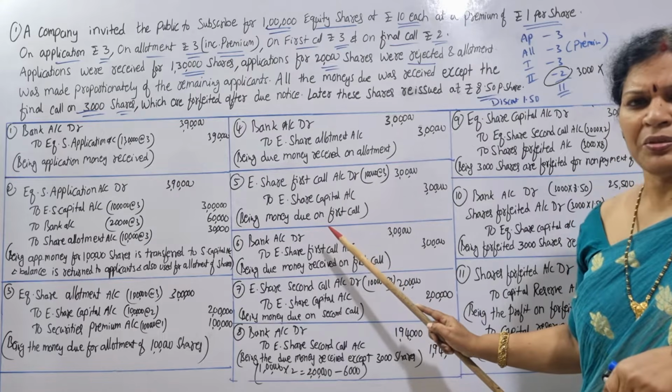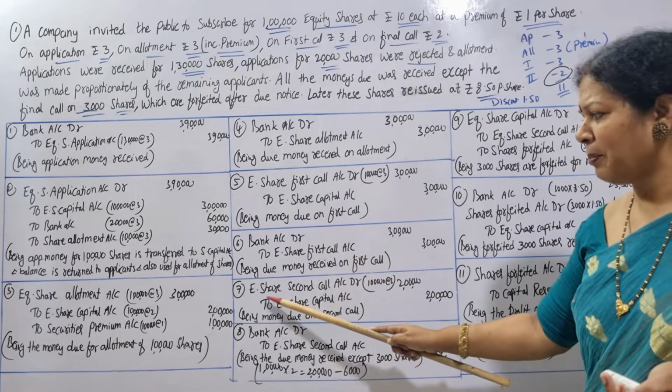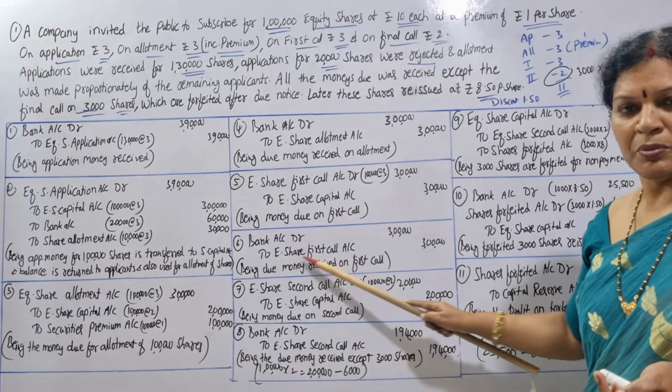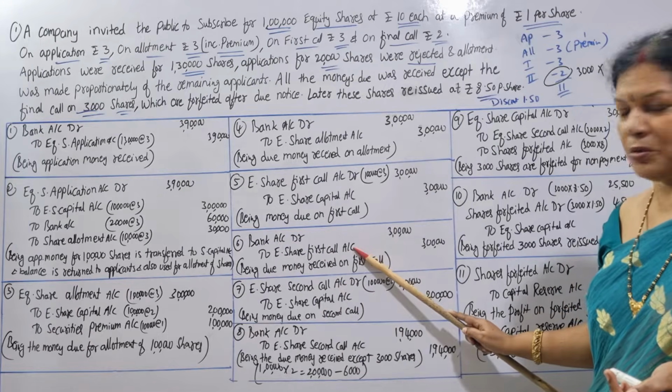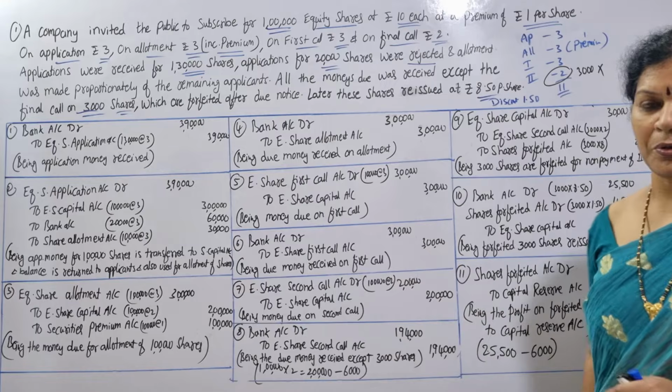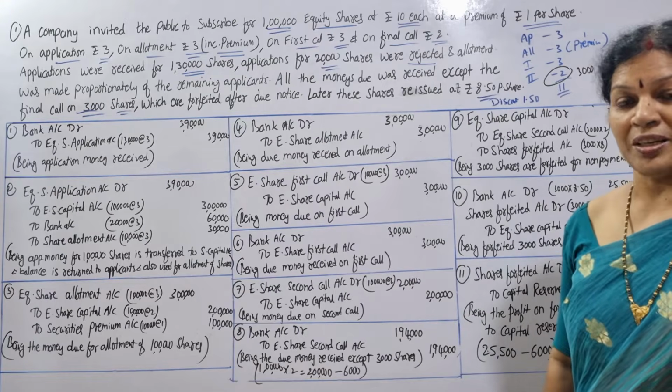First call amount we received. When we receive, what is the entry? Bank account attached to equity share first call account. You know this. So 3 lakh we have received. Next comes the second call.